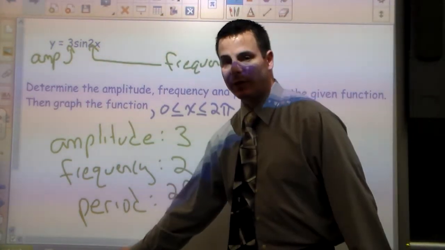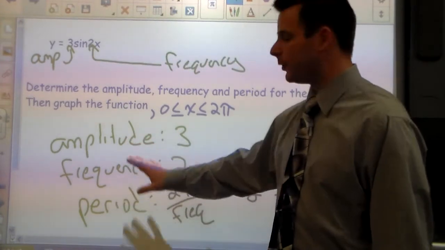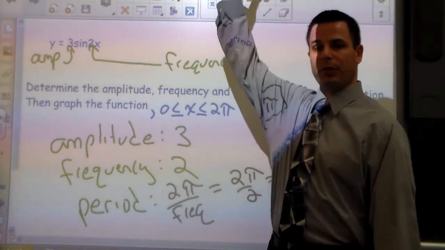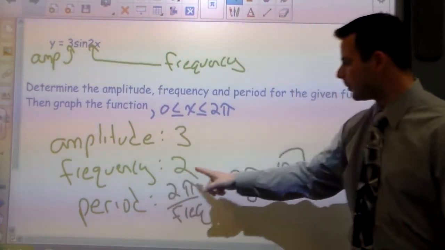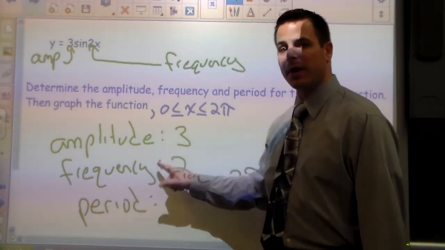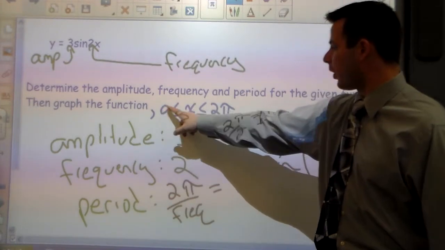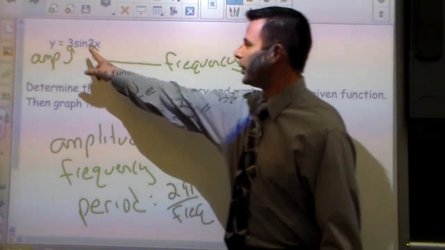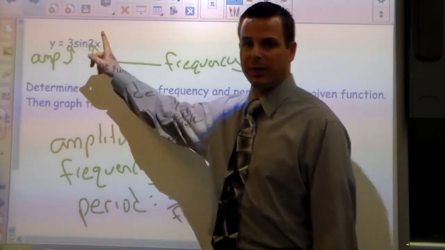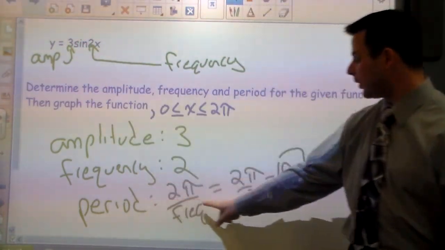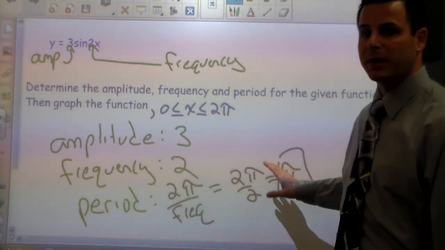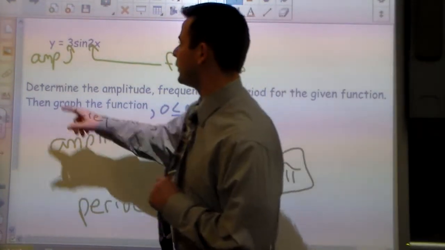So now let's try to pull out what all this information is saying to us. The amplitude is telling us from the middle value, it's going up 3 and down 3. The frequency is saying, by the time I'm done graphing from 0 to 2 pi, I will see 2 complete cycles, 2 complete sine cycles, 2 complete snakes. And the period is 2 pi over frequency, which means by the time I get to pi, I should have completed a cycle. So let's graph this thing now.